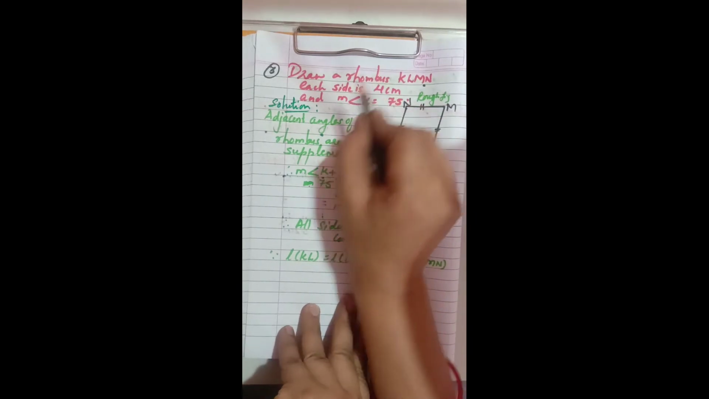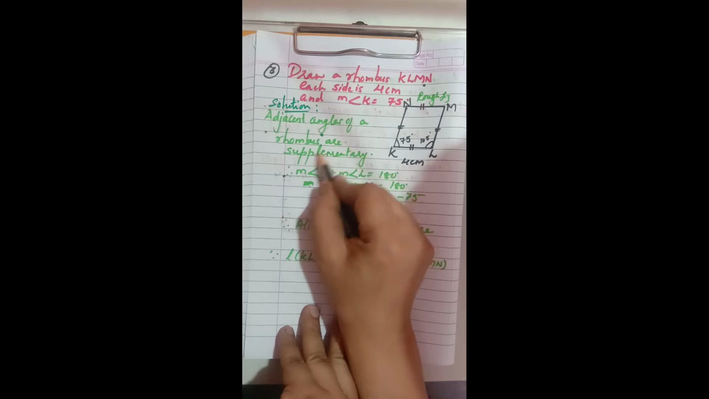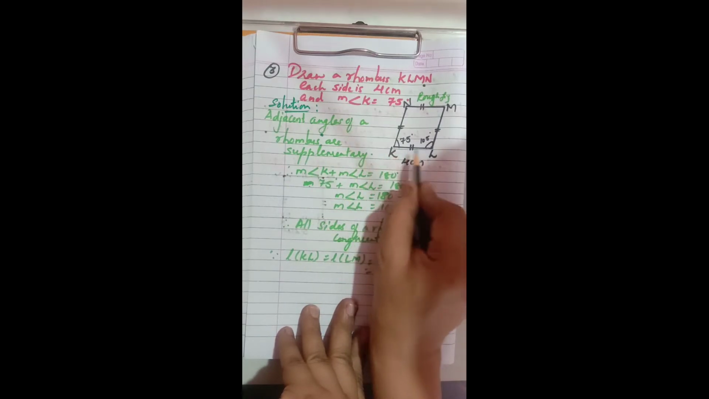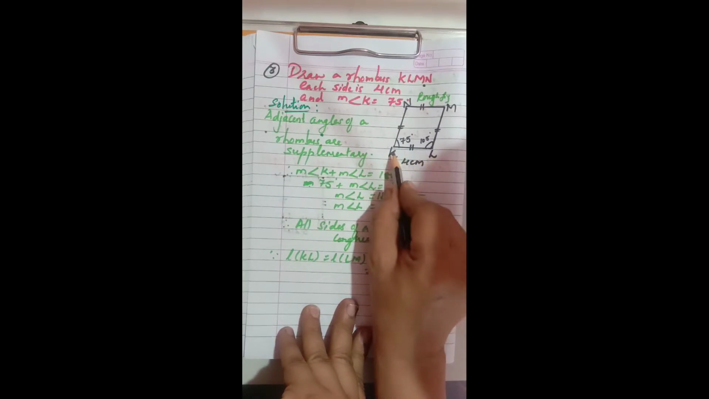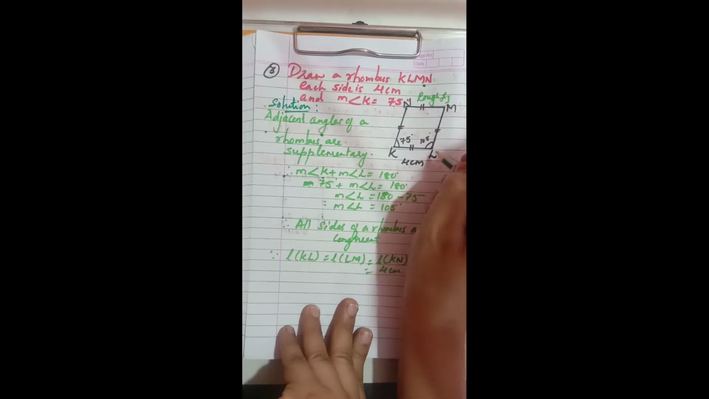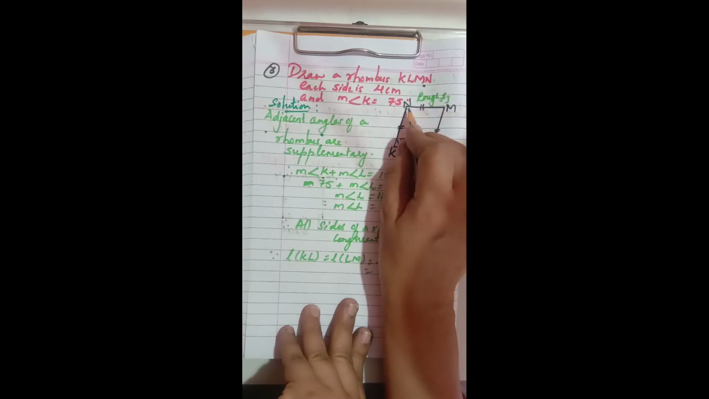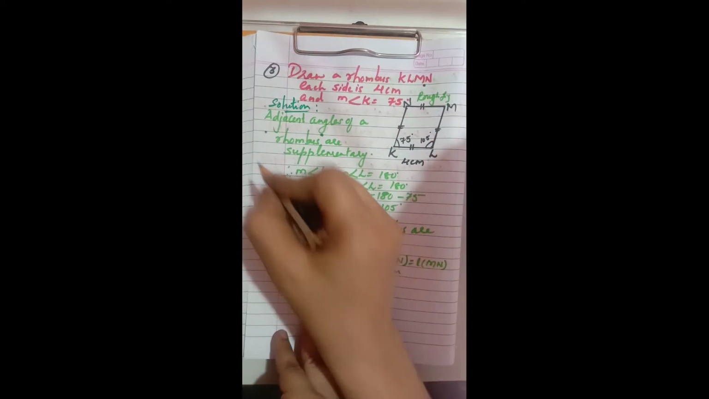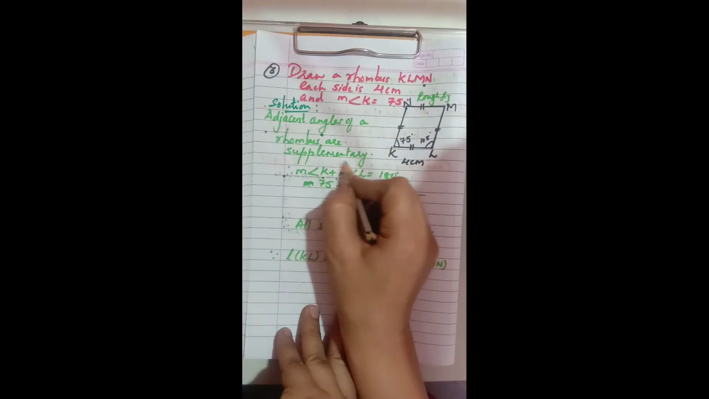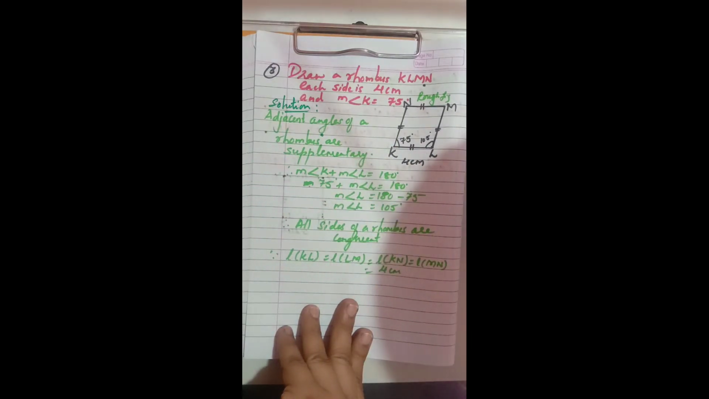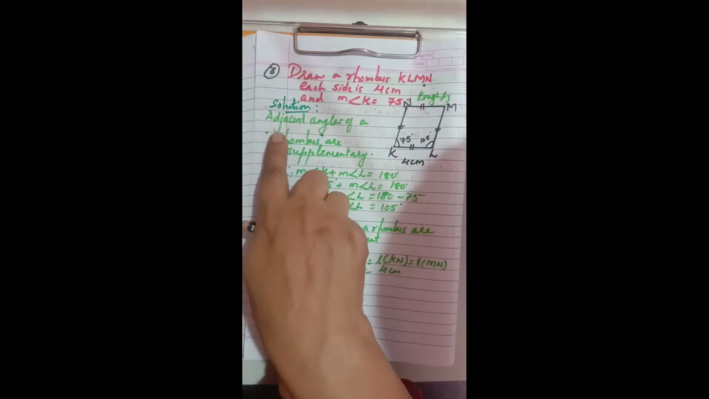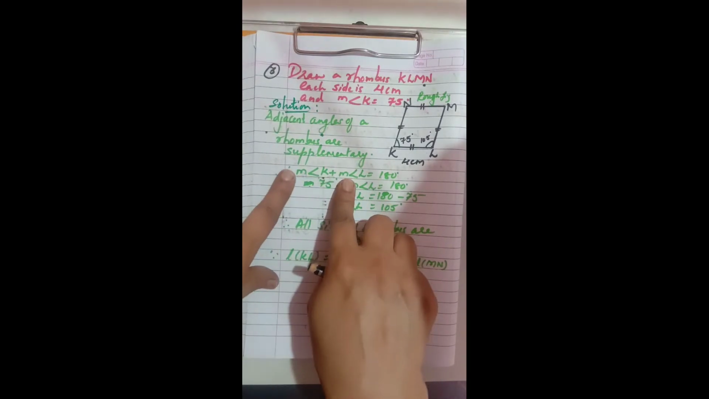Let us see. Adjacent angles of a rhombus are supplementary. So angle K plus angle L will be 180 degree. Angle L plus M will be 180 degree. M plus N will be 180 and N plus K also will be 180. So adjacent angles of a rhombus are supplementary. So writing this point is very important.